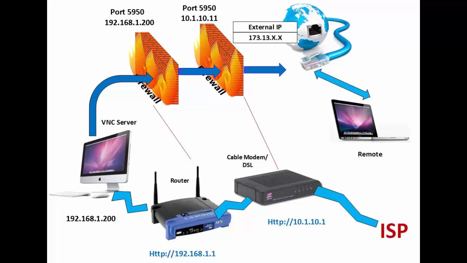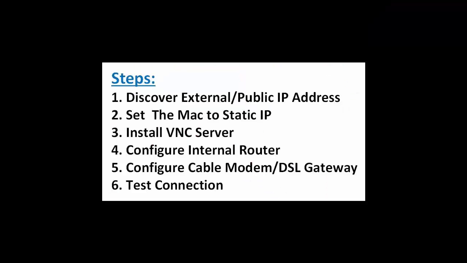So we have quite a few steps here for the setup. We have six steps here, actually seven, but the seventh is just extra. We're going to find the IP address, set up my static IP address, install VNC server, configure the internal and external gateway router, and test the connection. So let's get into the hands-on setup step by step.